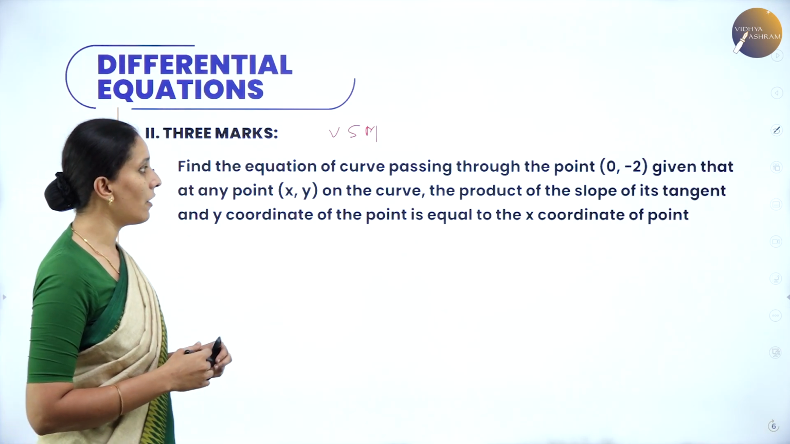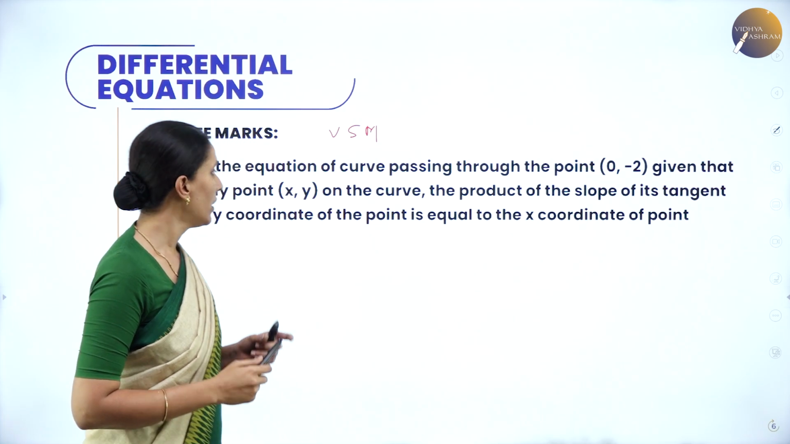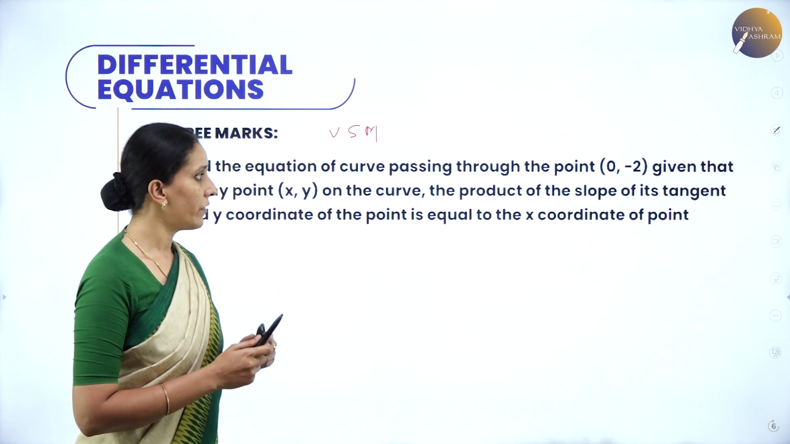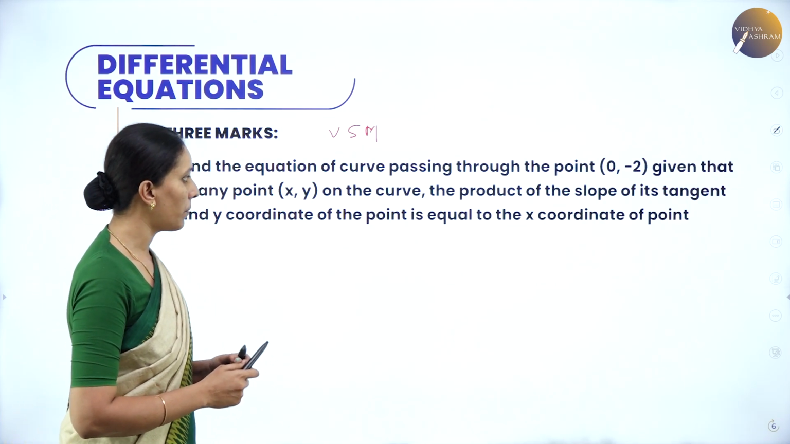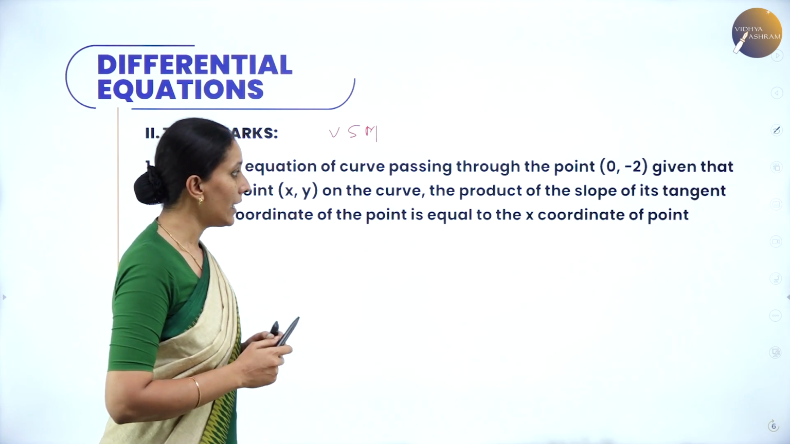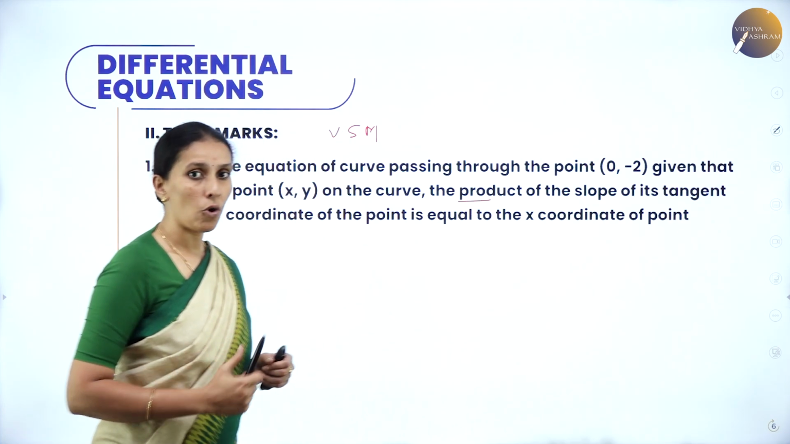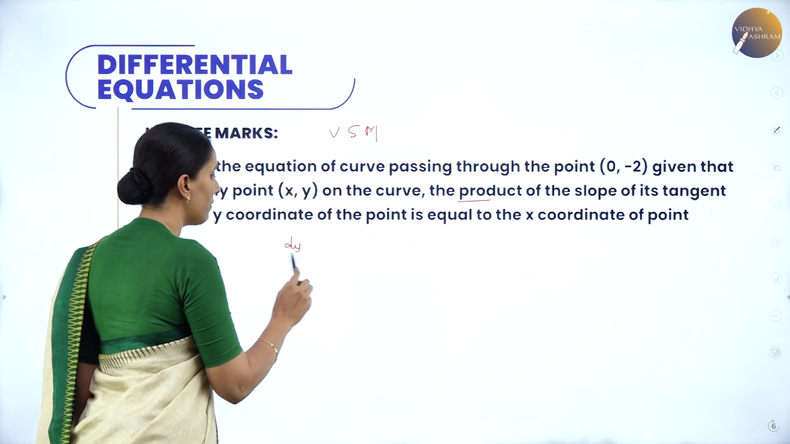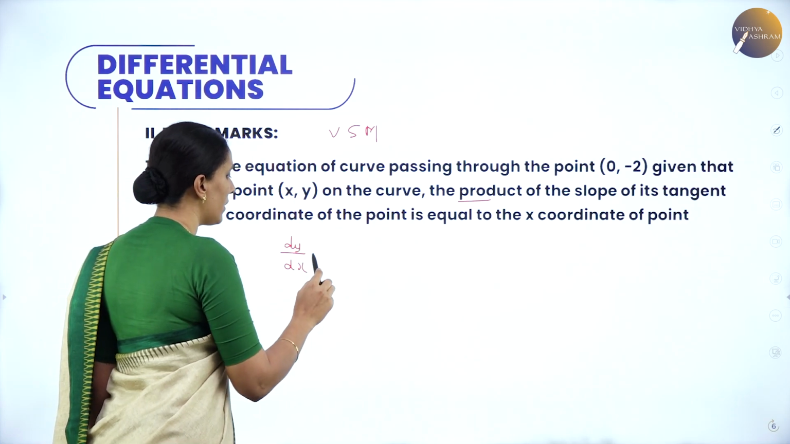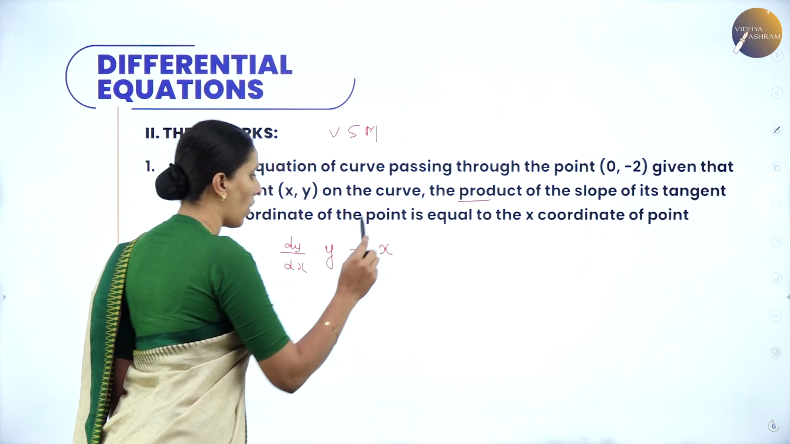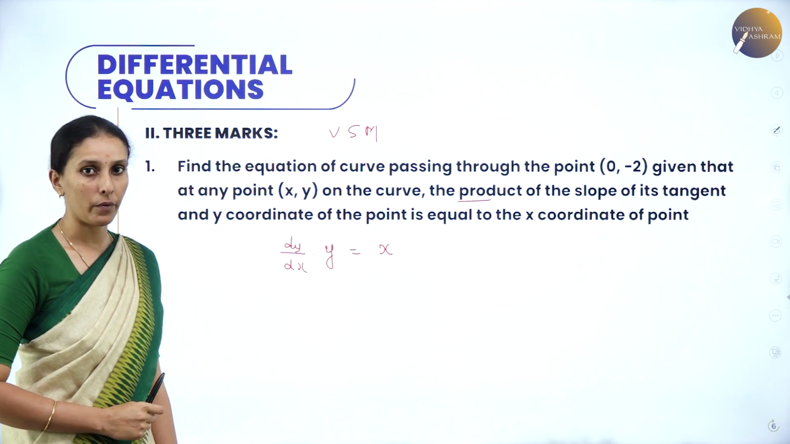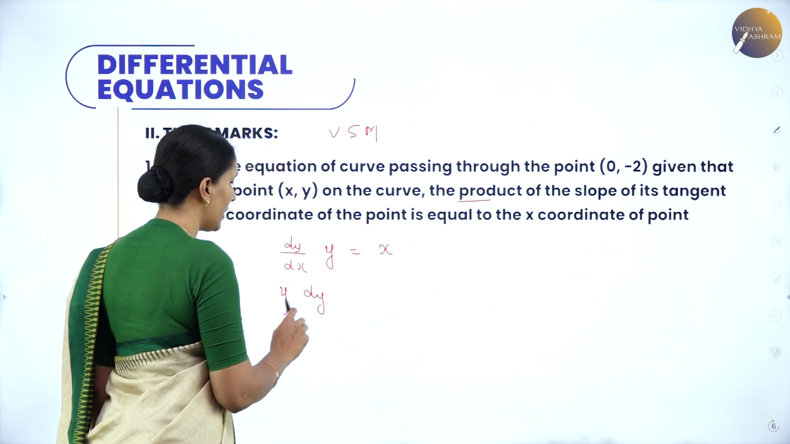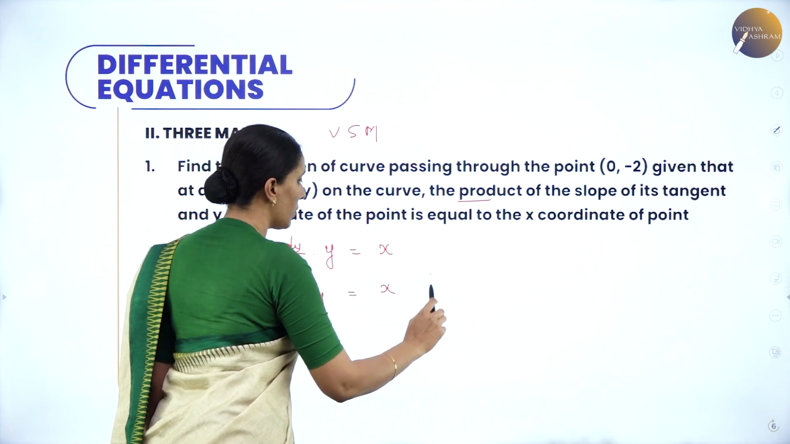Find the equation of the curve passing through the point 0, -2 given that any point x, y on the curve, the product of the slope of its tangent and y coordinate of the point is equal to the x coordinate. Clearly is given the product of slope of tangent and y coordinate. The slope of tangent is given by dy by dx and with y is equal to the x coordinate. Now we need to solve this differential equation. Now, so we'll get here y dy, I'll shift dx here, that is equal to x dx.